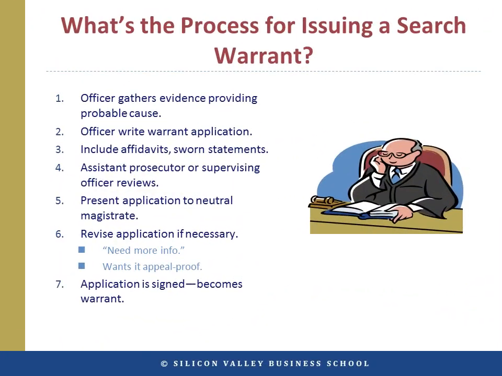So, what's the process for issuing a search warrant? Well, firstly, the police officer gathers the evidence to provide probable cause. They then write the warrant application, which we'll see later actually once signed becomes the warrant itself usually. They need to include the affidavits and sworn statements of the officers or the witnesses or the informants. Then they typically provide it to the assistant prosecutor or the supervising police officer for review. And then they present the application to a neutral magistrate.